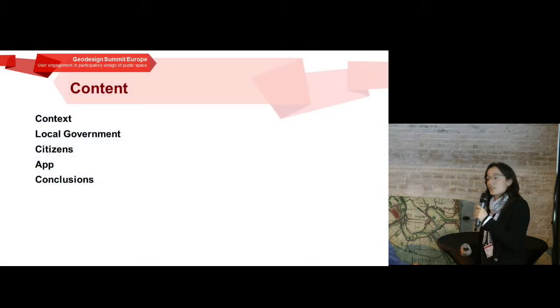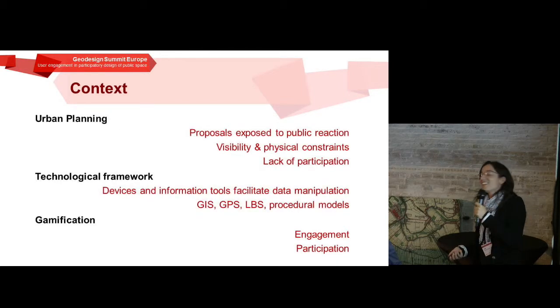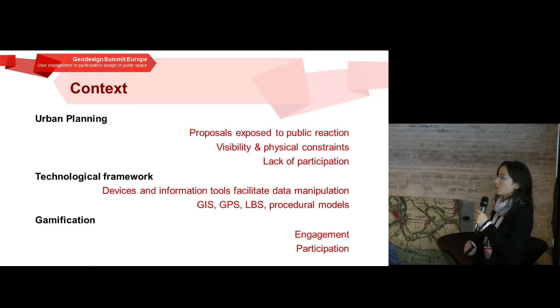So we will see a small context and some roles, the local government and the citizens, and then we will see the app, and then the conclusions. Yeah, we will be very fast. So this application is based on 3 blocks. On one hand, we have the urban planning. In the context of developing a new part of the city, we have to make a proposal, and usually you have to expose that proposal to the citizens so they can see it, they can complain, they can elect things, they can do things with that.